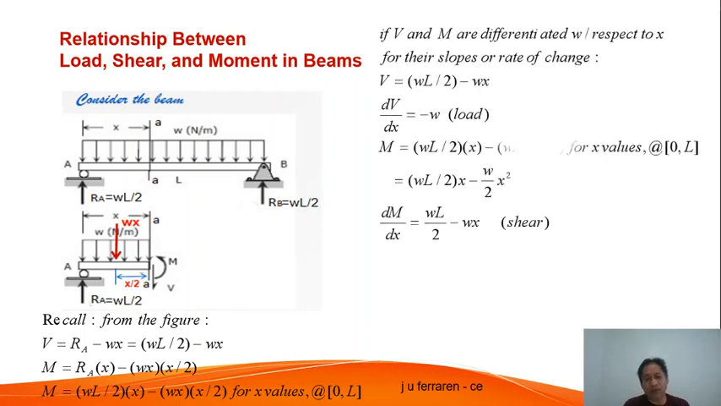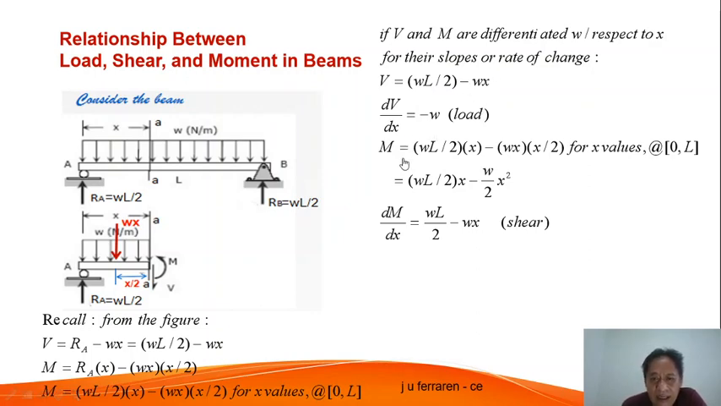Now, how about if we differentiate the equations for V and M with respect to X? We are interested to get their slopes, or their rate of change. So, if I have the slope of the shear, I'm going to take dV/dx. Where is our V equation? This one. A constant term with minus Wx. The derivative of a constant is 0. The derivative of x is 1. So, what is left is only a negative W.